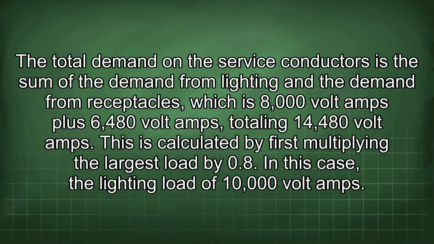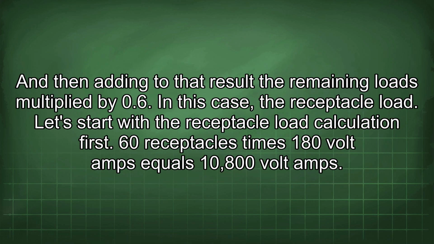This is calculated by first multiplying the largest load by 0.8. In this case, the lighting load of 10,000 volt amps, and then adding to that result the remaining loads multiplied by 0.6. In this case, the receptacle load. Let's start with the receptacle load calculation first. 60 receptacles times 180 volt amps equals 10,800 volt amps.